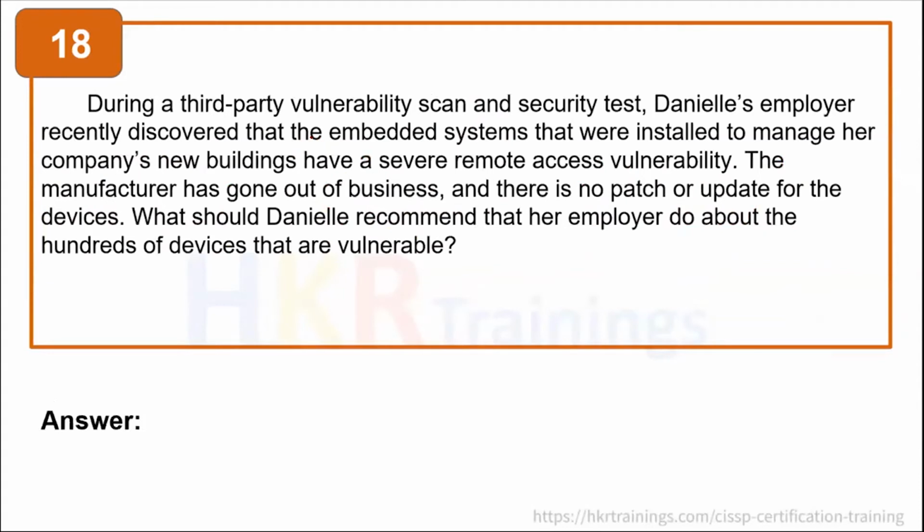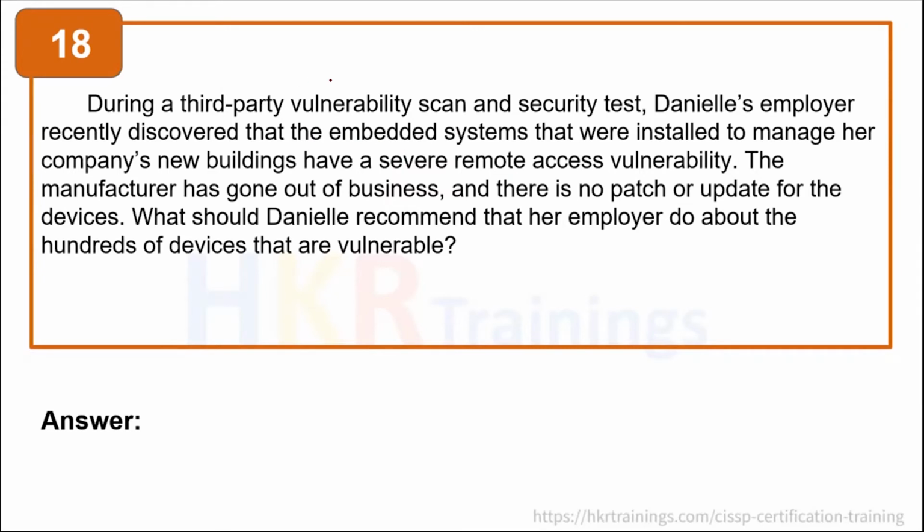Moving on to 18th question. During the third-party vulnerability scan and security testing, Daniel's employer recently discovered that the embedded systems that were installed to manage her company's new buildings have a severe remote access vulnerability. The manufacturer has gone out of business and there is no patch or update for the devices. What should Daniel recommend that her employer do about the hundreds of devices that are vulnerable?